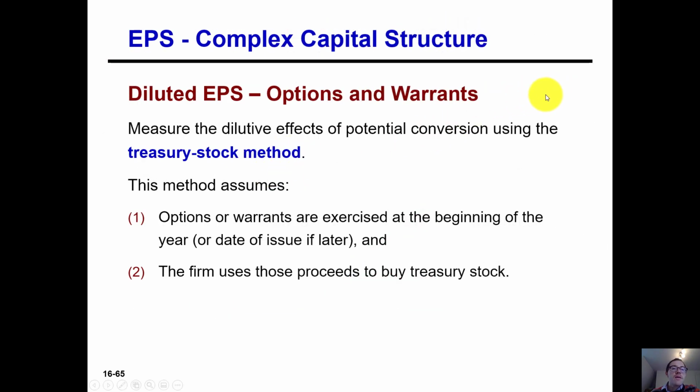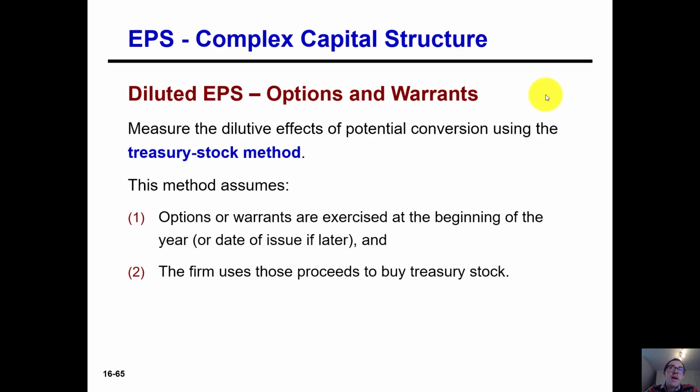Okay, next topic, we have options and warrants. We talked about this: any kind of right to buy the stock, very common in executive compensation. They have the option to buy stock. It's very dilutive, of course. If they exercise it, the company then has to issue more shares. How are we going to account for it?